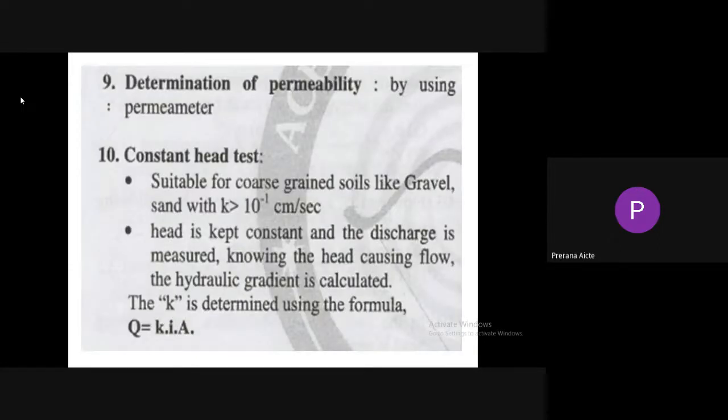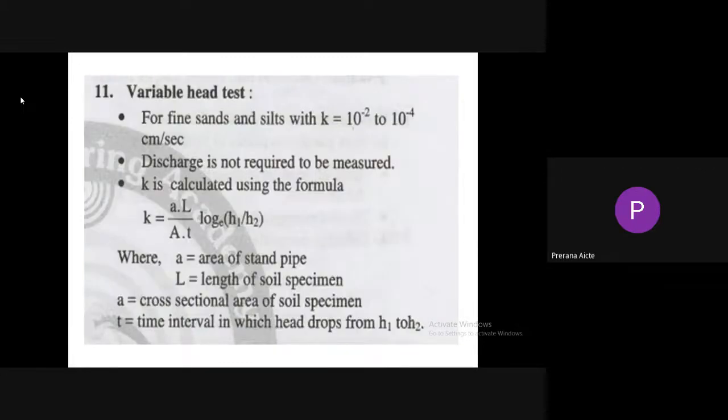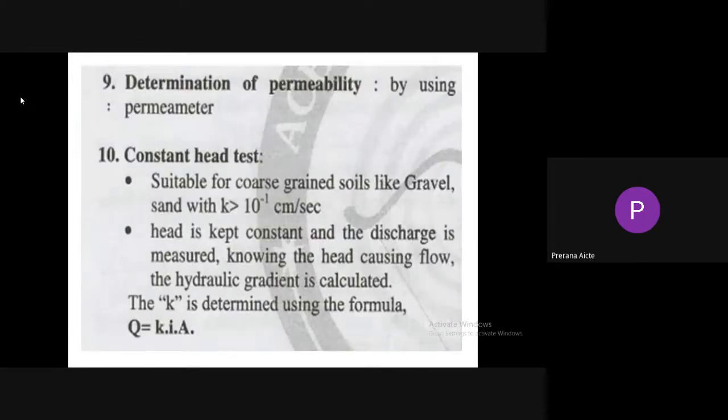Determination of permeability by using a permeometer. We have two types of permeometer: one is the constant head method, another is the variable head method. The constant head method is suitable for coarse grained soils like gravel and sand, with a coefficient of permeability greater than 10 power minus 1 centimeter per second. Hence we can use the constant head method for gravels and sands.